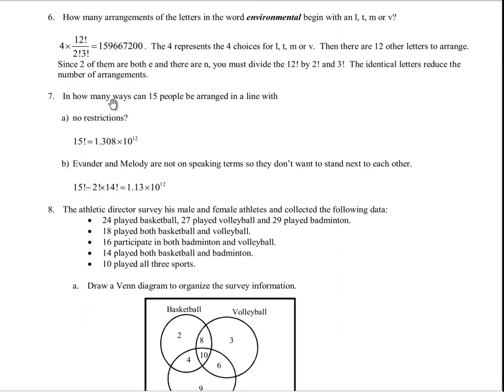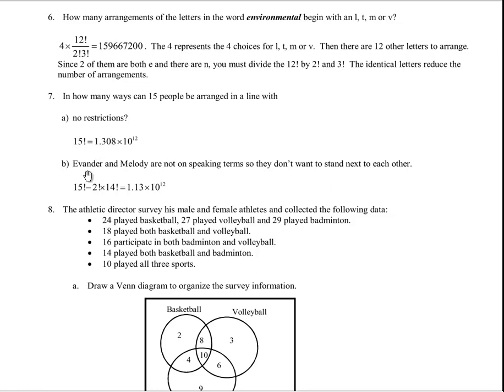Number 7. How many ways can 15 people be arranged in a line with no restrictions? If there's no restrictions, we're not saying somebody has to be first or last or beside one another, then it's just 15 factorial, which would be about 1.3 times 10 to the power 12, so a pretty big number.